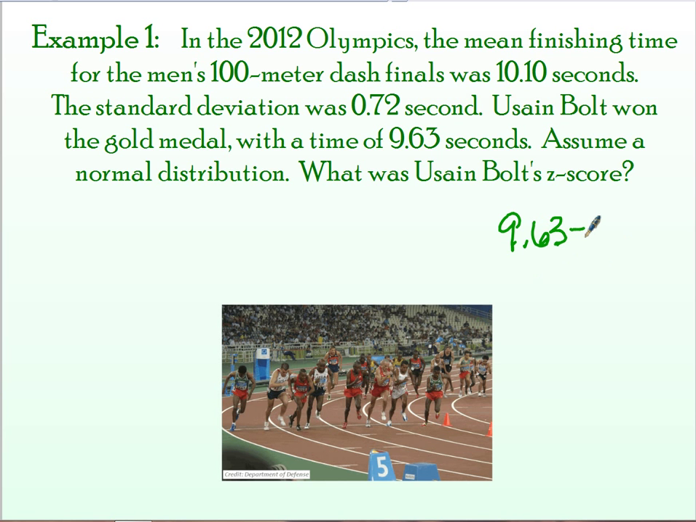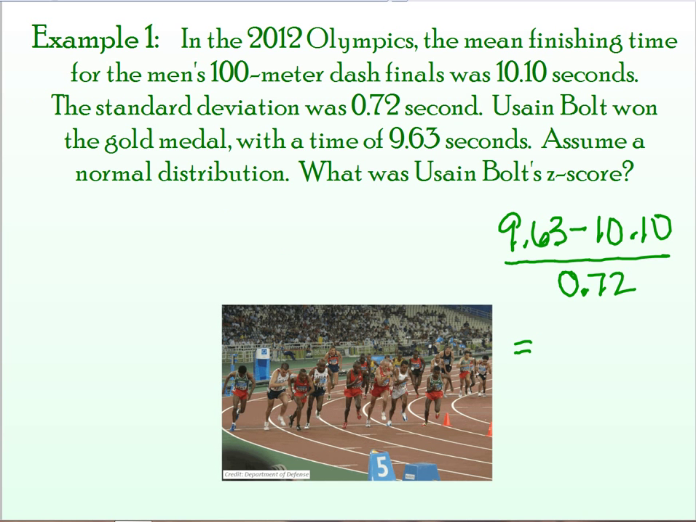We subtract our mean, 10.10. Then we're going to divide the whole thing by our standard deviation of 0.72. I just said that totally wrong, right? We subtract our mean and then just divide by our standard deviation.